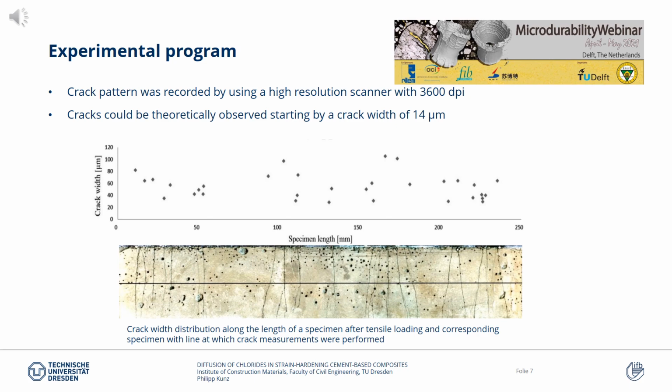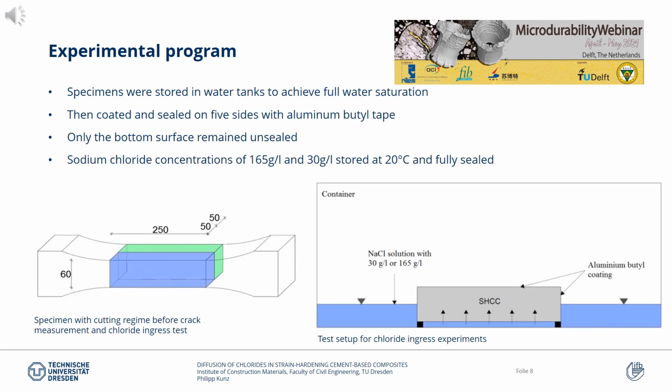The crack widths and crack distances were evaluated using image editing software and counted specifically along one central axis. As shown below, the crack width and crack distance were then recorded per specimen in a chart along the length of the specimen. After all crack patterns of each specimen were recorded, the specimens were stored in water tanks to achieve full water saturation. Those water saturated and cracked specimens, as well as the uncracked specimens, were then coated and sealed on 5 sides with aluminum butyl tape so that only the bottom surface remained unsealed.